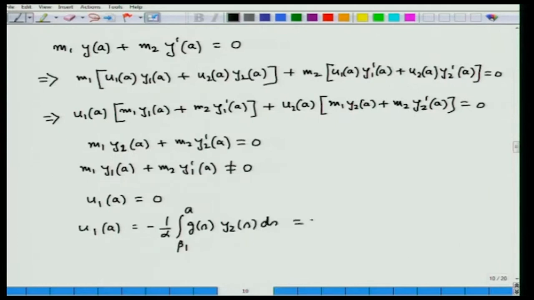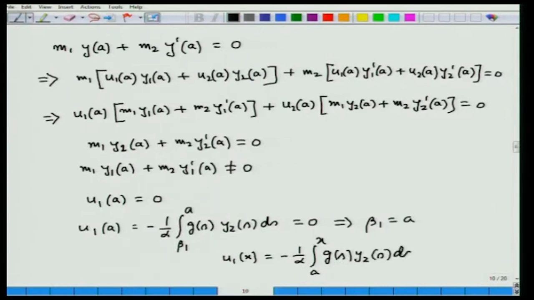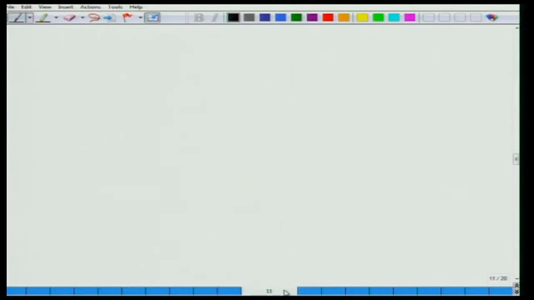Now, this will be equal to 0 whenever this beta 1 is equal to a. So, with this result we can write that y 1 x is equal to minus 1 by alpha integral a to x g s y 2 s d s. So, u 1 x we have obtained here. Now, we have to find out y 2 x.